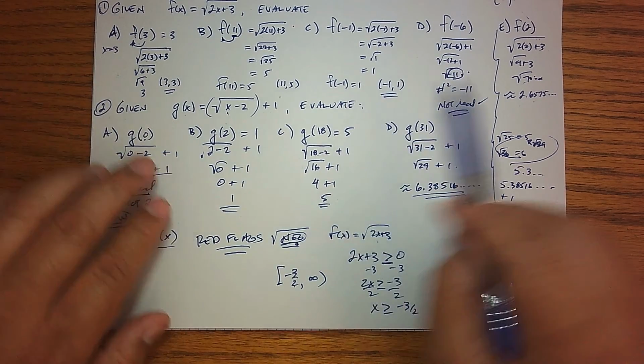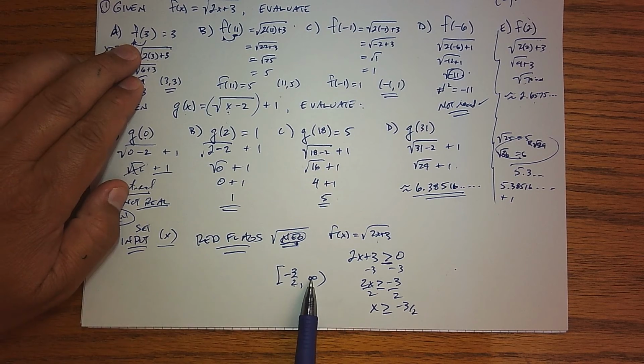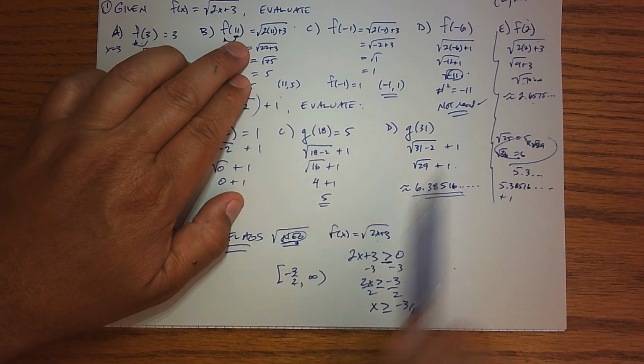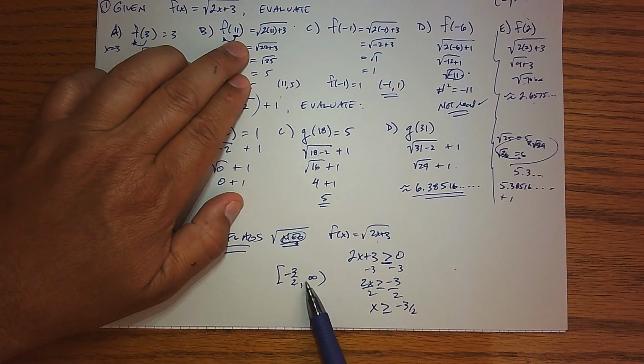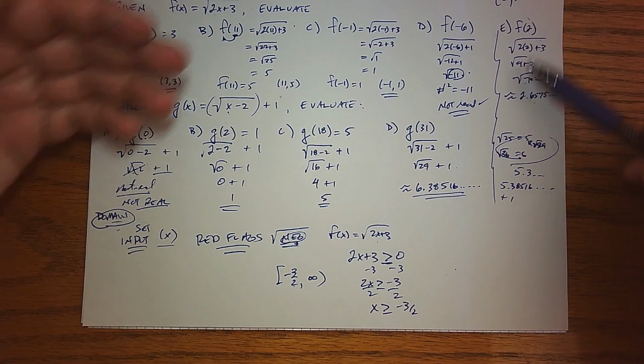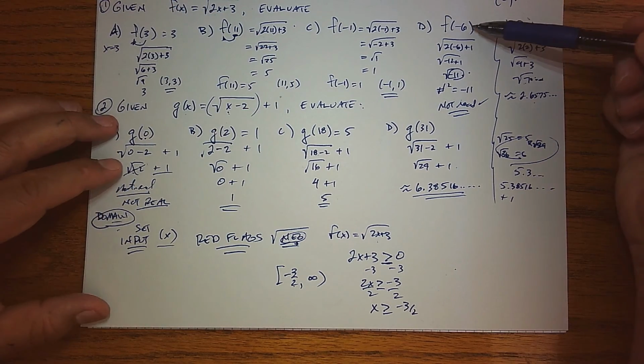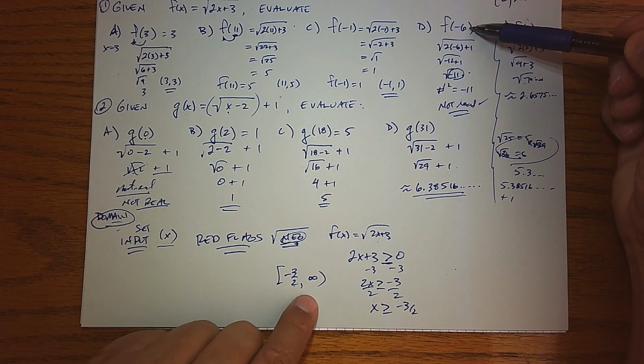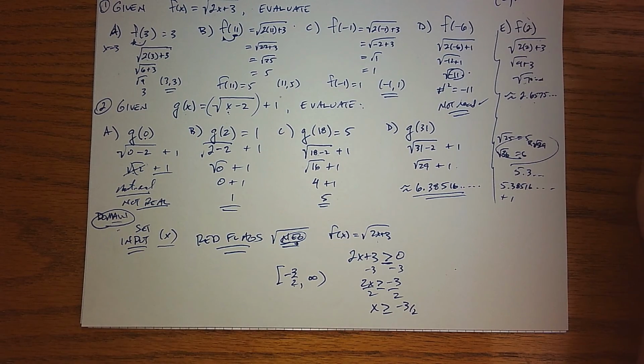And you can kind of see that's what happened here. Notice 3 is greater than that, right? 11's in that interval, negative 1's in that interval, and 2 is in that interval, and we actually got a value out. We tried putting in a negative 6. Negative 6 is not in that interval, and we had some problems.